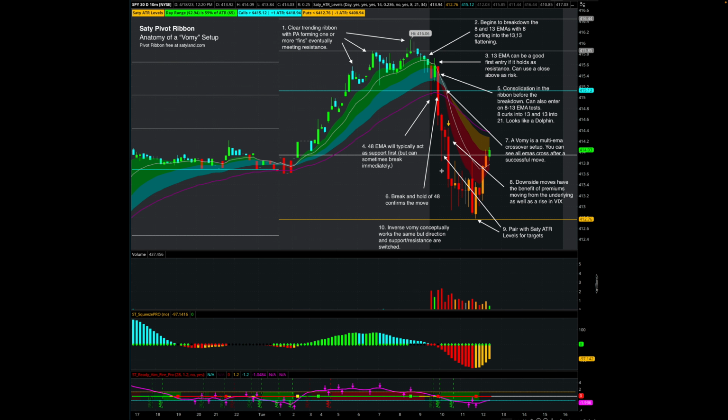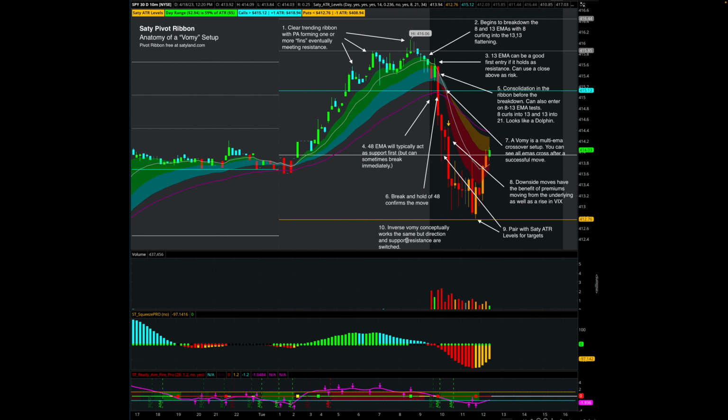Downside moves are really nice because, this is why everybody likes to put so much on SPY and SPX, is because you get the benefit of the underlying moving and your premiums moving with the underlying, but you also get the benefit of the VIX usually rising. So that'll boost the premiums. So you get the beautiful payout on these Vomy setups to the downside. And of course, you can pair it with ATR levels to take profit at these levels. So here we're taking profit at the previous close. Here we're taking profit at the put trigger.